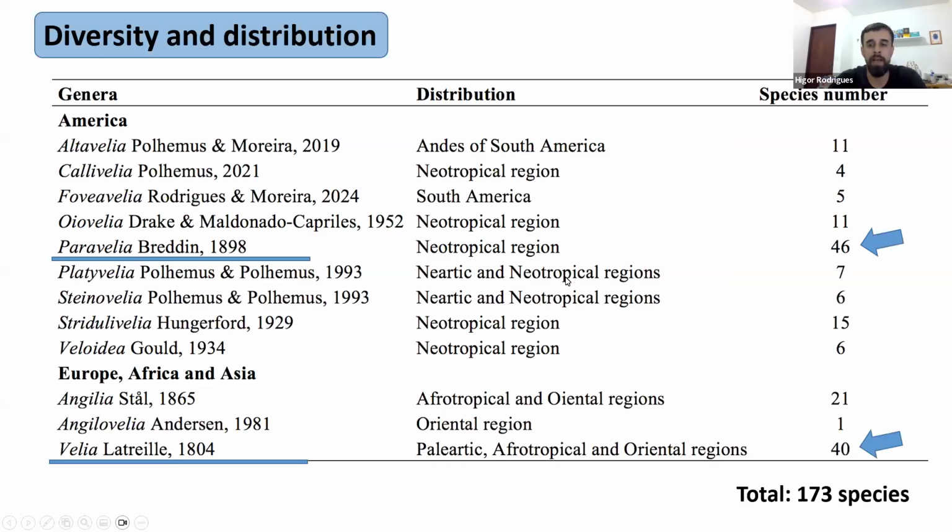In this table, we have the distribution of each genus with its respective number of species. In total, the subfamily has 173 valid species, and the most speciose genera are Paravelia, with a Neotropical distribution and 46 species, and Velia, the type genus of the family, with Palearctic, Afrotropical, and Oriental distribution, and 4 species.